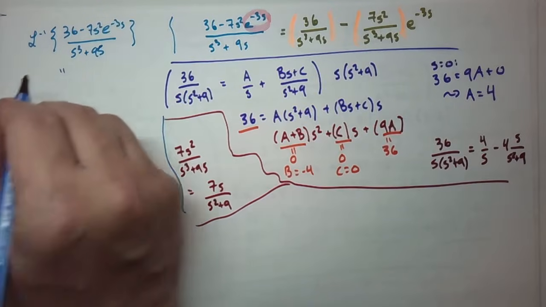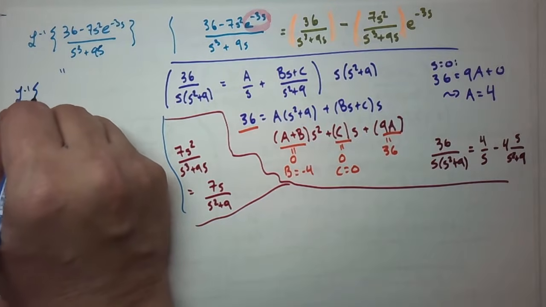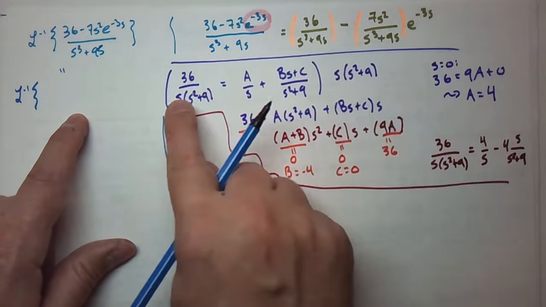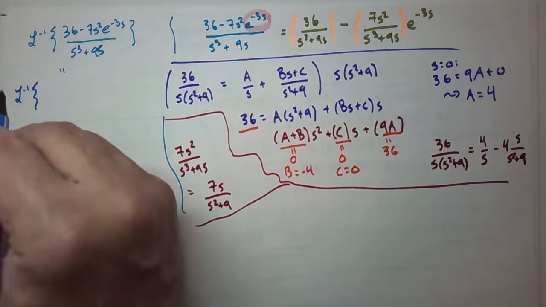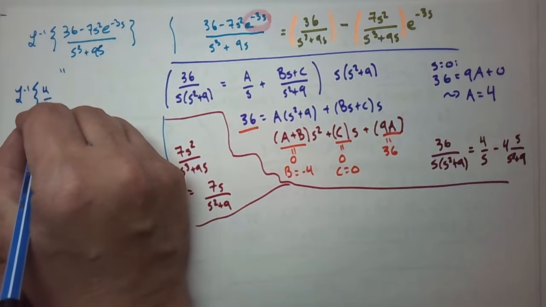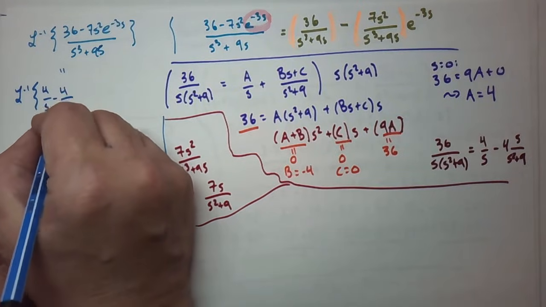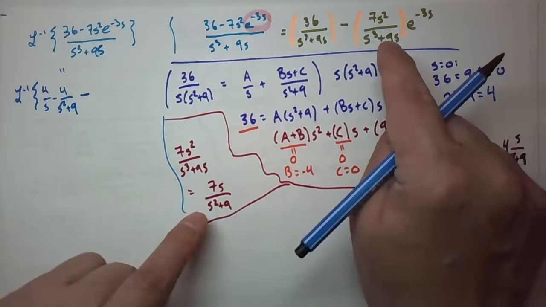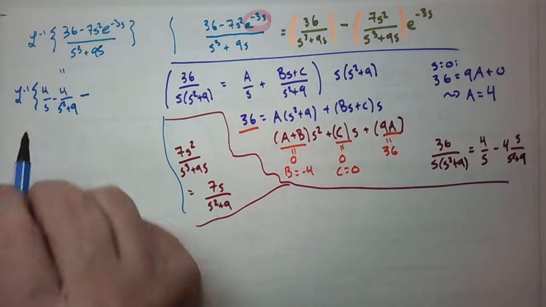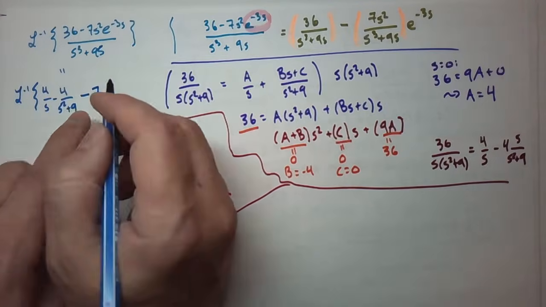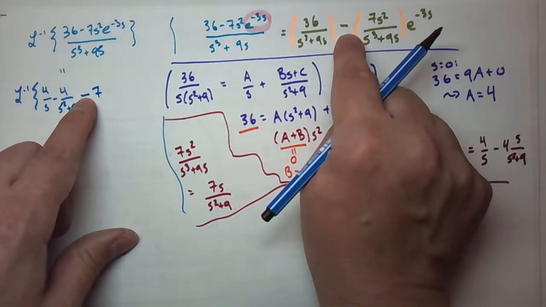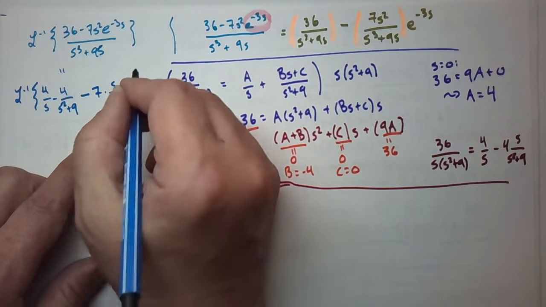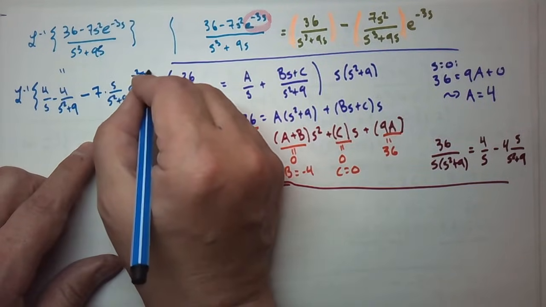So the punchline here: we have the Laplace inverse of the 36 over s cubed plus 9s, 4 over s, minus 4 over s squared plus 9, subtract, then I'll go ahead and write this as 7, and don't forget your minus signs. Minus signs are easy to lose. s over s squared plus 9 e to the minus 3s.